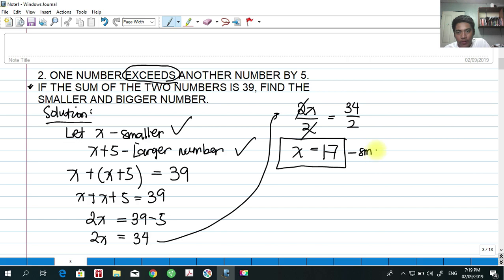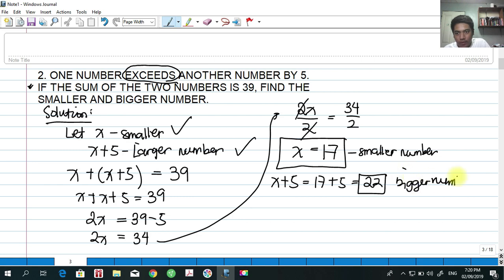Smaller number, because that is our x. Okay? So how about the larger number, the bigger number? Again, this is the larger number. So you have the x that exceeds by 5, the x. So what will happen? 17 plus 5 is simply what? 22. Okay? This is the bigger number, or the larger number, of course.